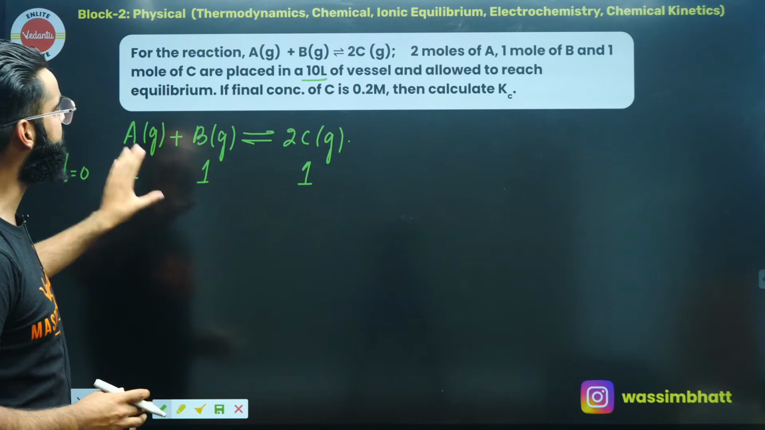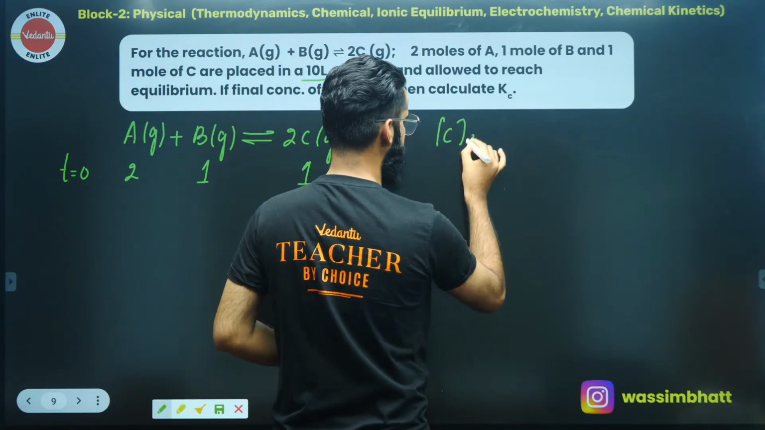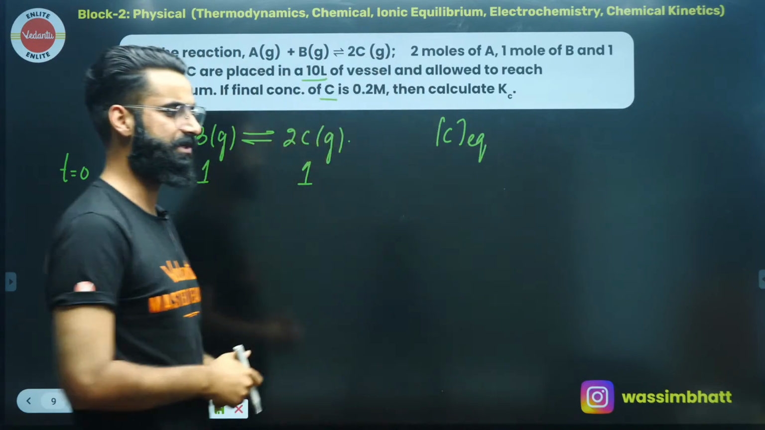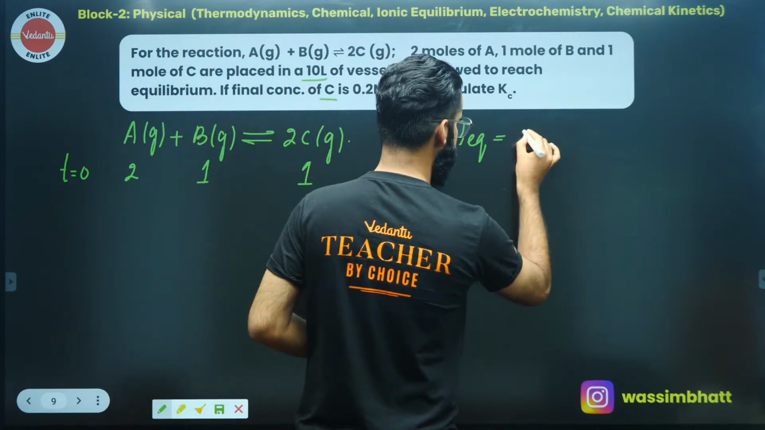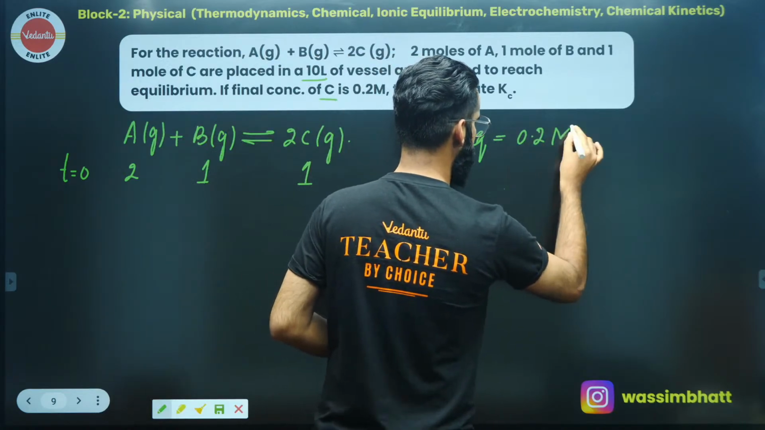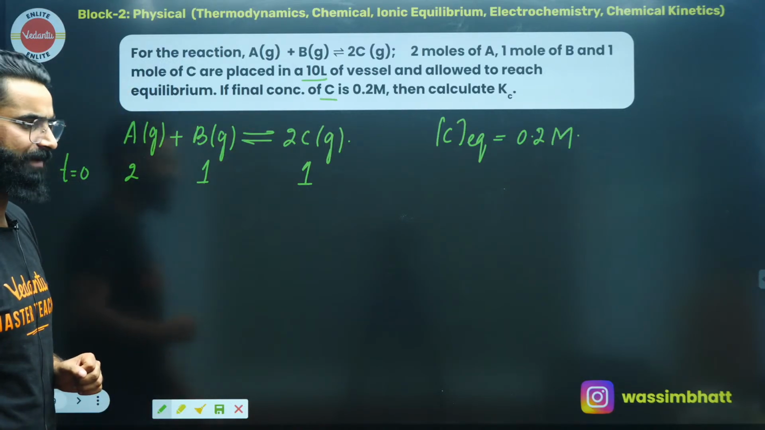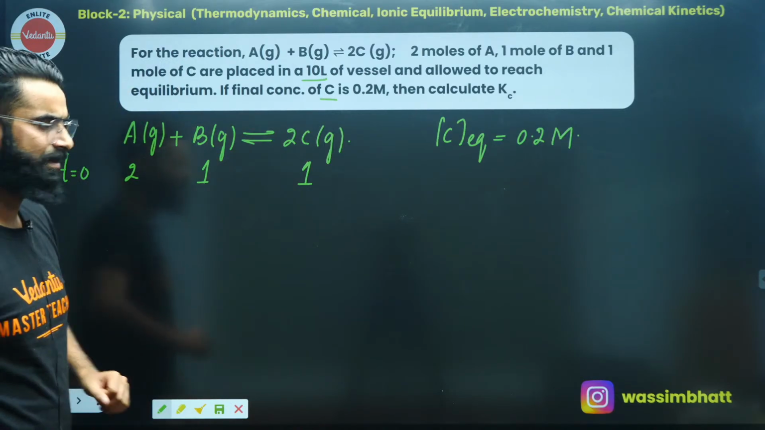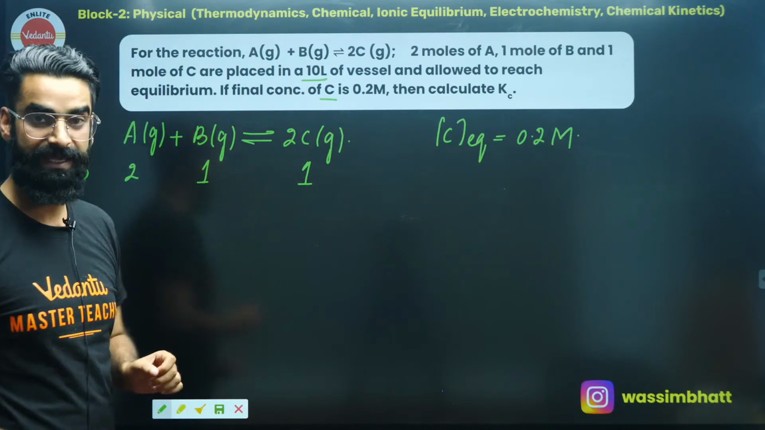And when equilibrium is established in the reaction, the final concentration of C, meaning the concentration of C at equilibrium, right? It's given to me as 0.2 molar. Concentration of C at equilibrium is given to me as 0.2 molar. What do I need to calculate? I need to calculate the value of Kc, right? Yes, I need to calculate the value of Kc. Now, exactly how am I going to calculate the value of Kc over here?